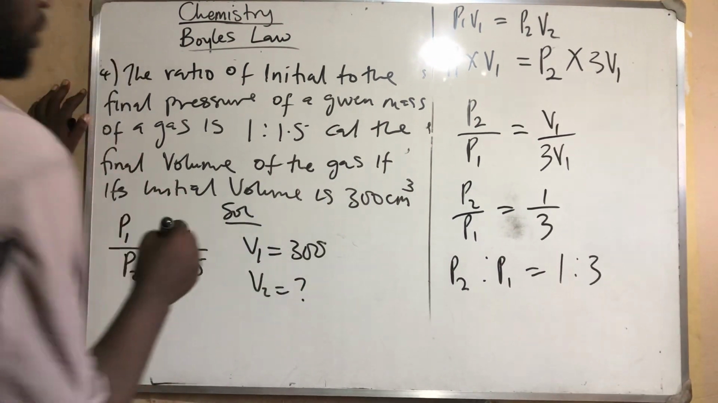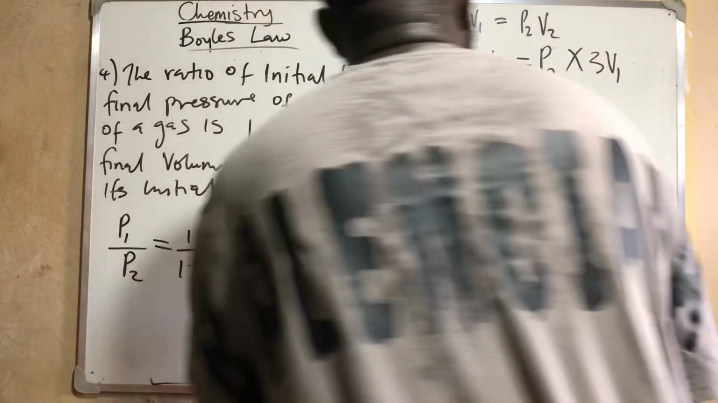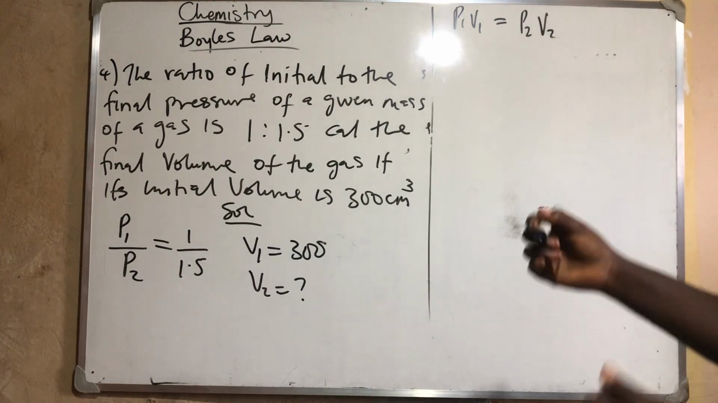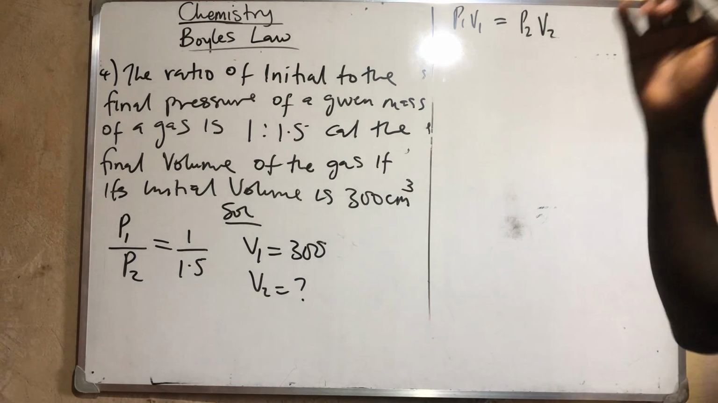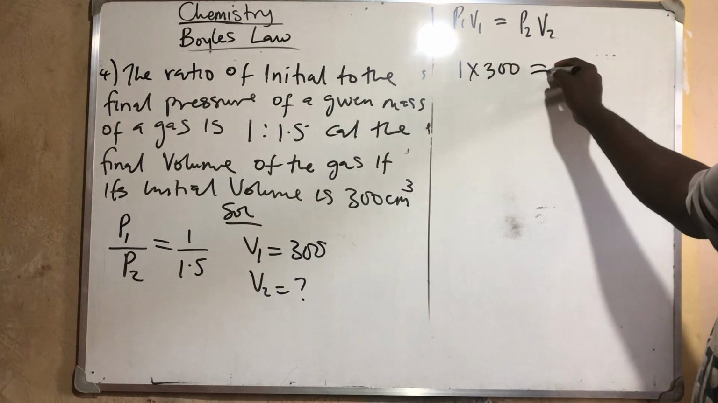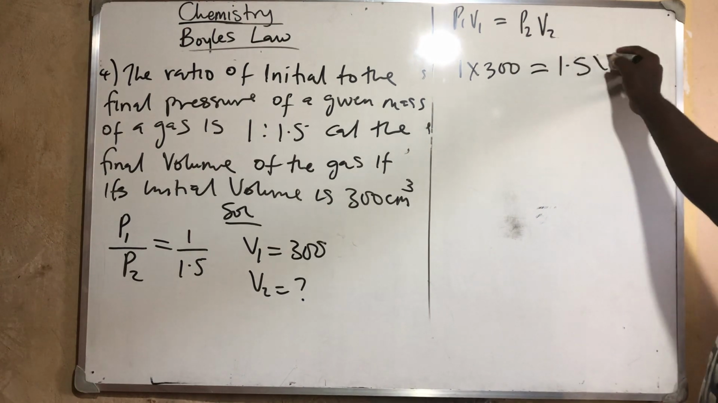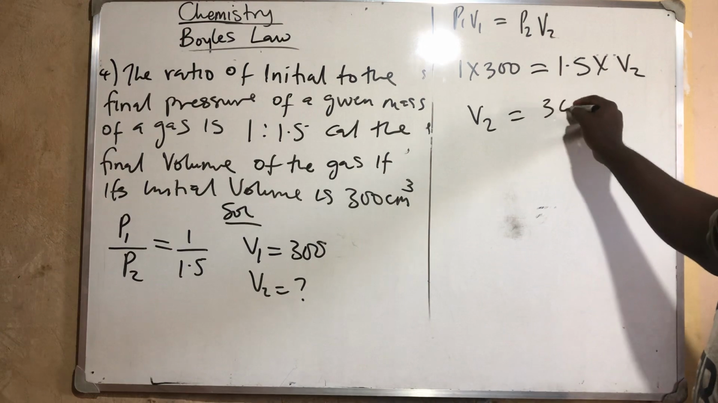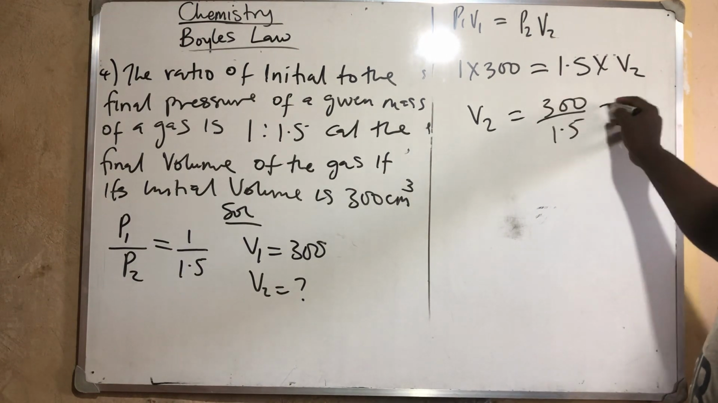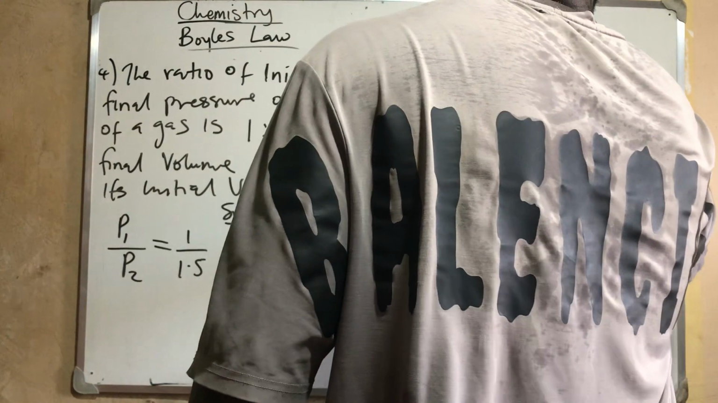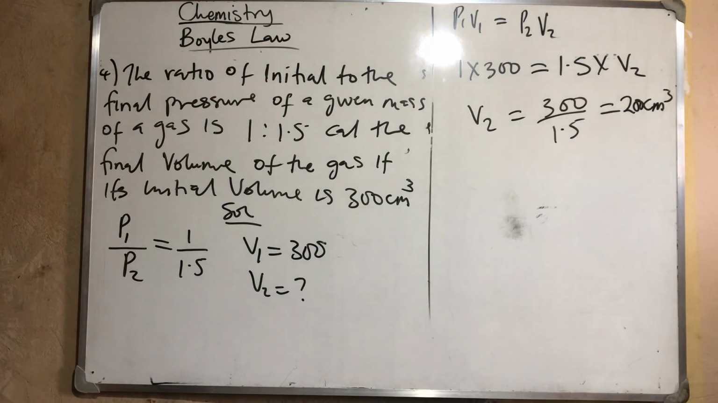My V2 is unknown. So I still know my formula that said that P1 V1 is equal to P2 V2. So what do I have? 1 times 300 is equal to 1.5 times V2. So therefore my V2 will now be 300 divided by 1.5. So what do you have? 300 divided by 1.5 will give you 200 cm cube. All right? 200 cm cube.